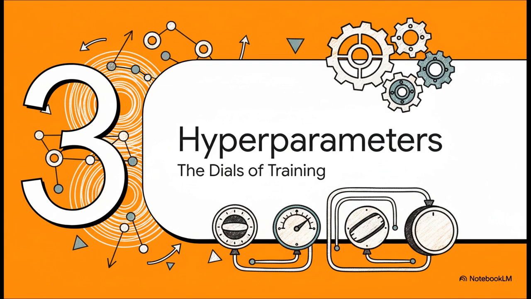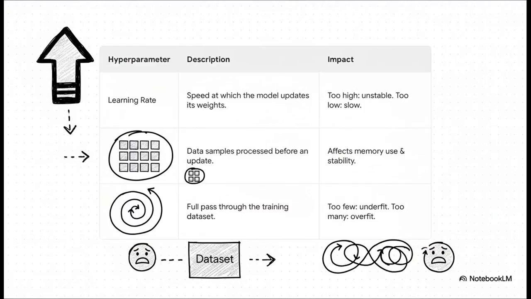Okay, our arena is built. Now it's time for Pillar 2, defining the hyperparameters. These are basically the knobs and dials you get to turn before the training even starts. They control the entire learning process. Now, let's focus on the big 3 here.